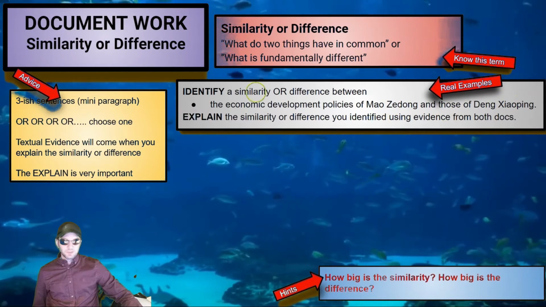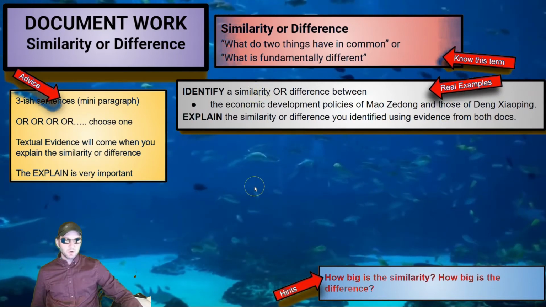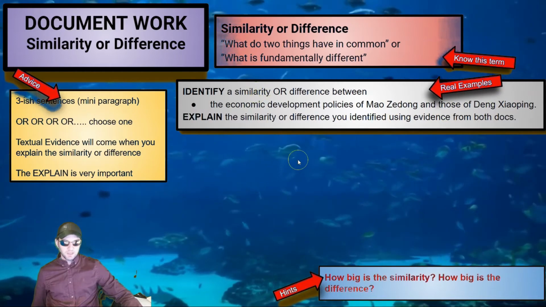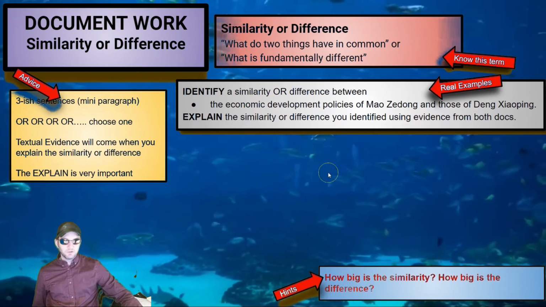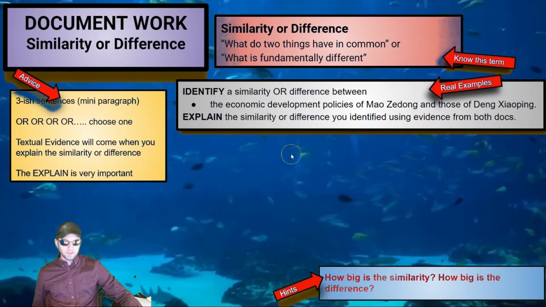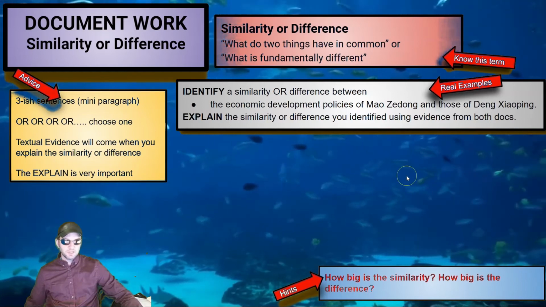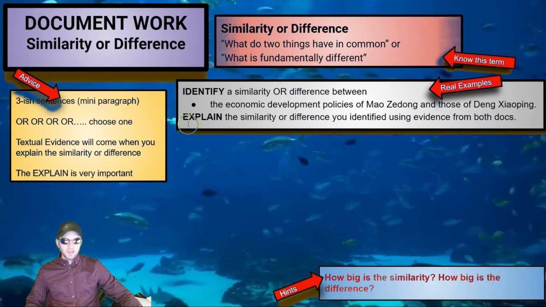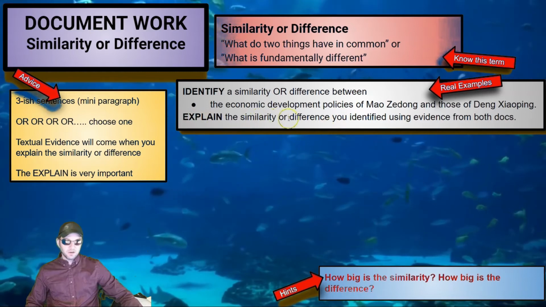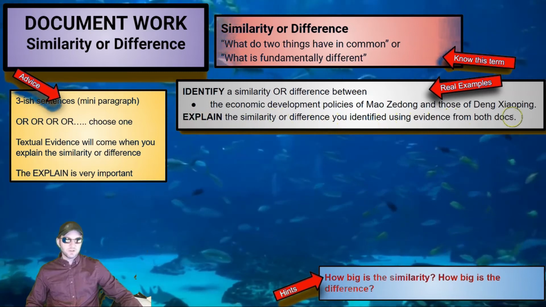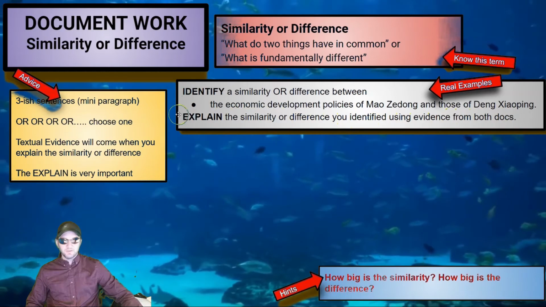And I remember some similarities might be, they both wanted to help China. A difference would be Mao didn't like foreign economies and trade. Deng Xiaoping was opening China to the world, so that would be a difference, okay? Real world example there. And then explain the similarity or difference you identified using evidence from both documents. Once again, it's an identify, explain.